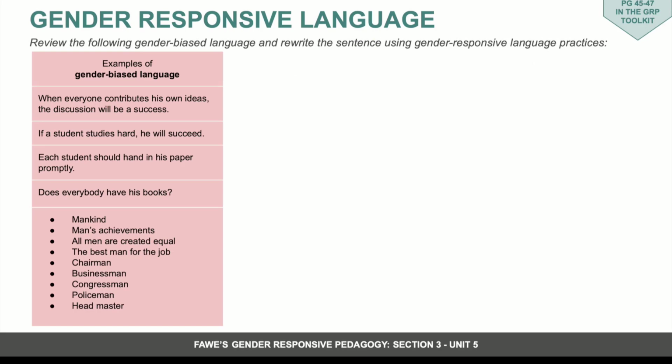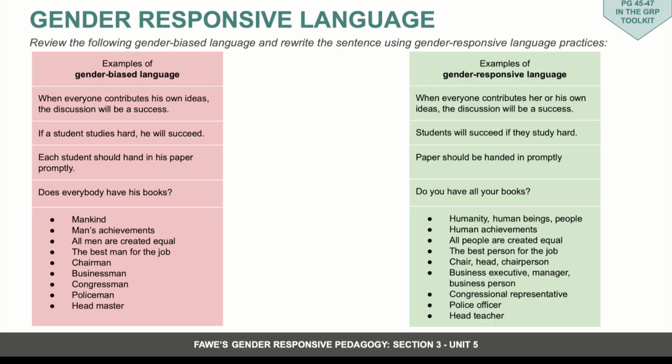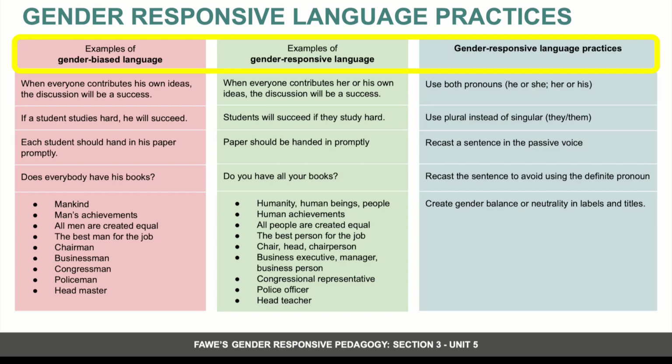Review the following gender-biased language and rewrite the sentence using gender-responsive language practices. Here are some tips for using gender-responsive language. Use all relevant pronouns. For example, instead of saying, a student will be successful if he works hard, you could say, a student will be successful if he or she works hard.